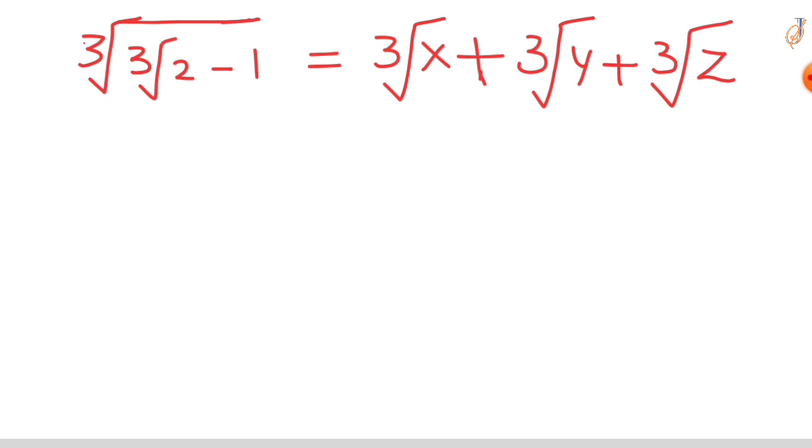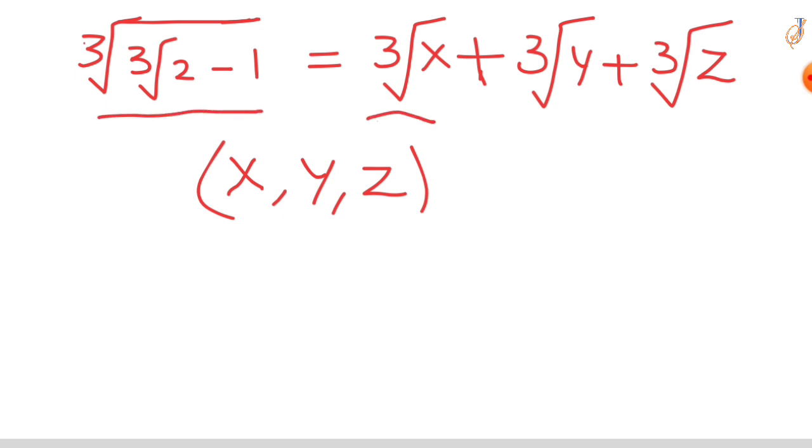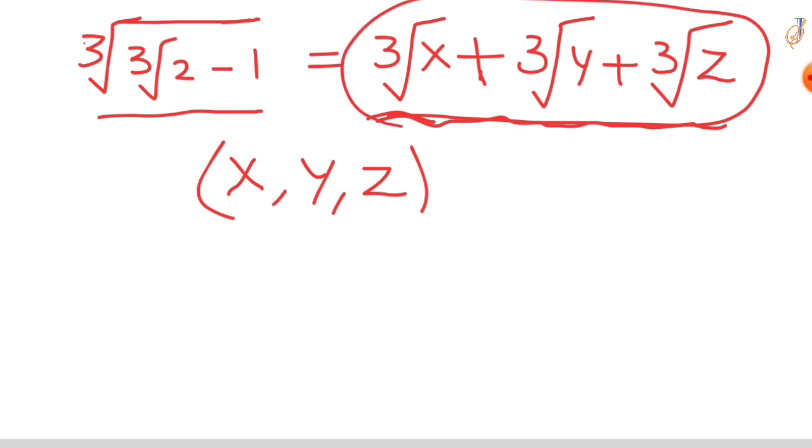The problem states: find rational numbers x, y, z such that cube root of 2 minus 1 is equal to cube root of x plus cube root of y plus cube root of z. So what we have to do here is find three rational numbers whose cube roots add up. We need to find this x, y, z.